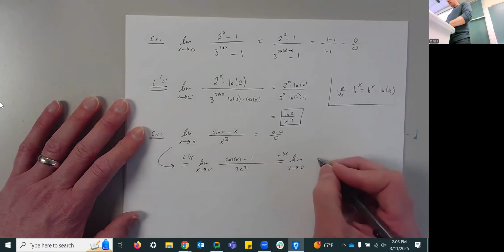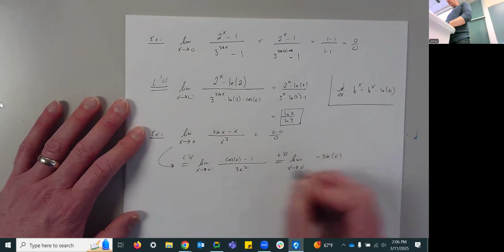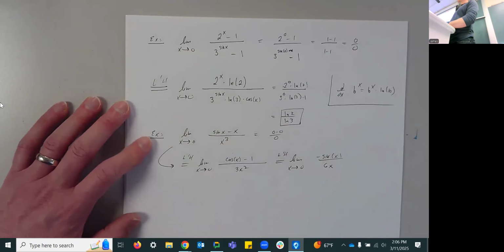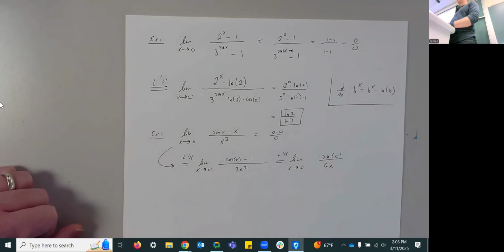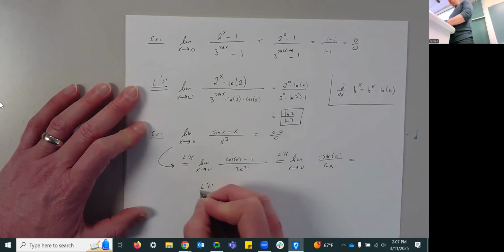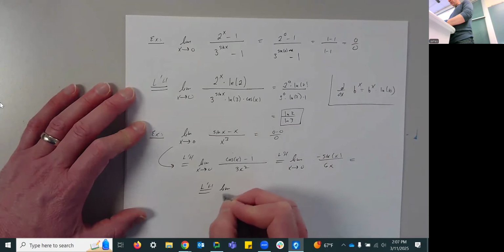Derivative of cosine of x is negative sine of x. Derivative of 3x squared is 6x. Unsurprisingly, we still get 0 over 0. So we do it again. You keep doing it until you get a not 0 over 0.